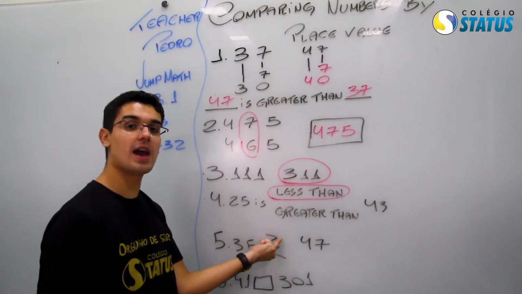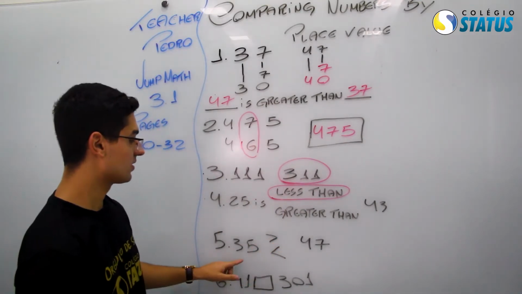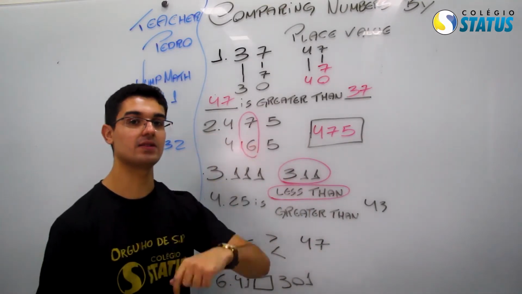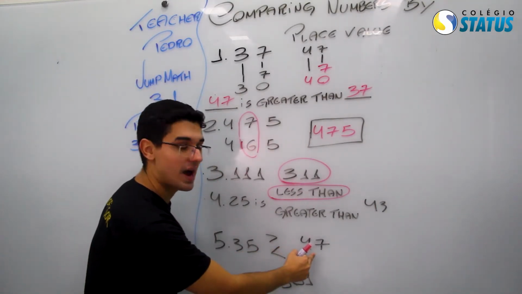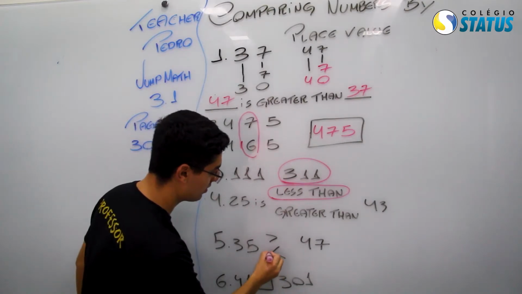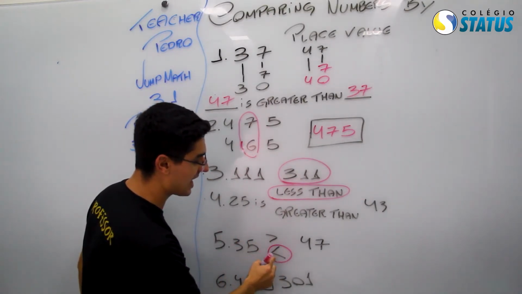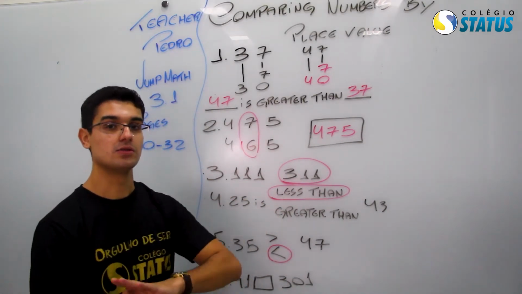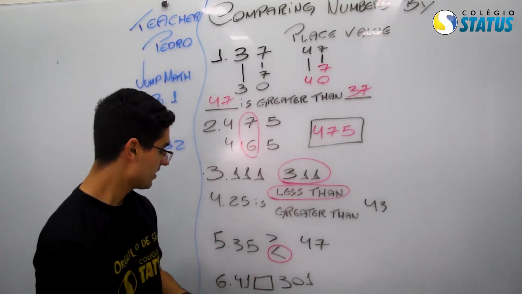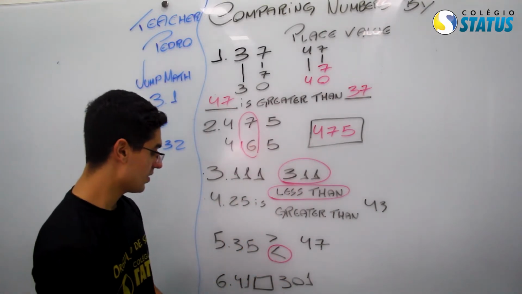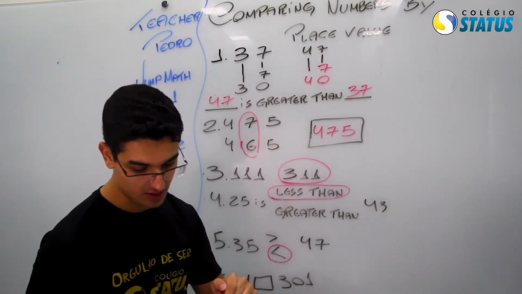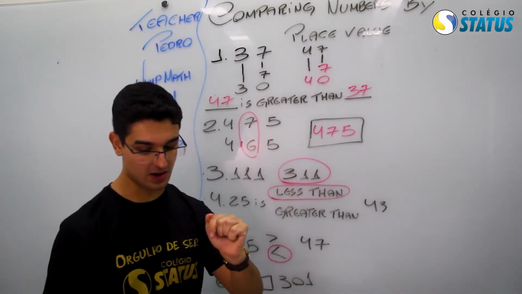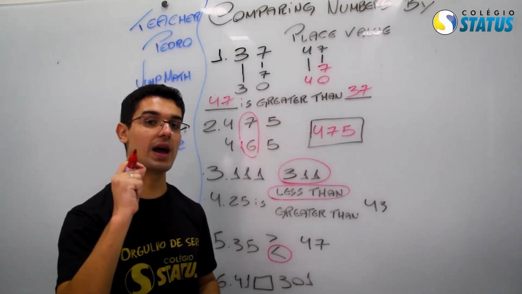Okay. Greater than, less than. 35 and 47. Which one is greater? 47, right? So we have to circle 35 is less than 47. No secret, right? And number 6, we have to circle the greater number. We have to circle the greater number and then write the correct sign.